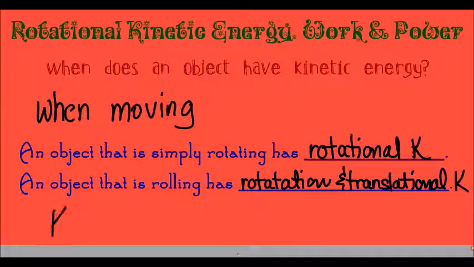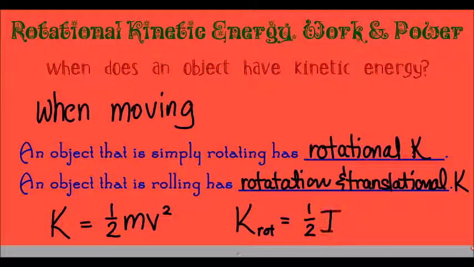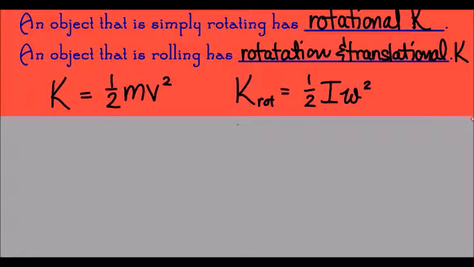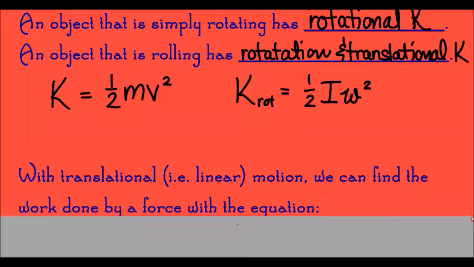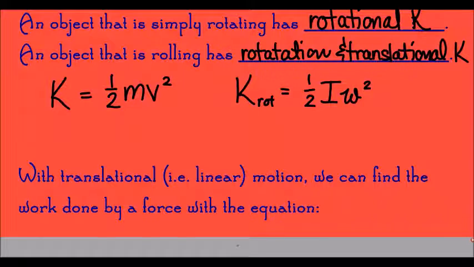We know translational kinetic energy can be found using the equation 1/2 mass times velocity squared. Rotational kinetic energy is similar, except this time, instead of mass, we have its rotational equivalent, which we learned is the moment of inertia. And instead of a linear velocity squared, we have the angular velocity squared. Some other concepts that use this rotational kinetic energy aspect is work.